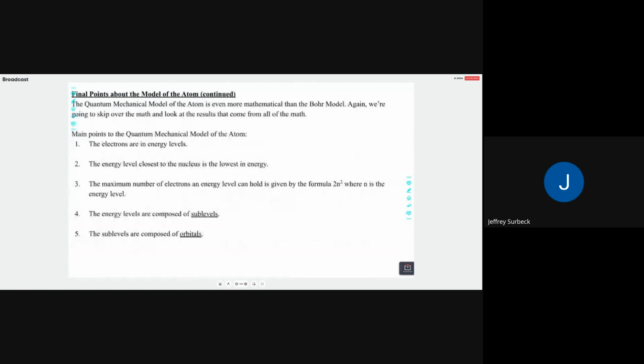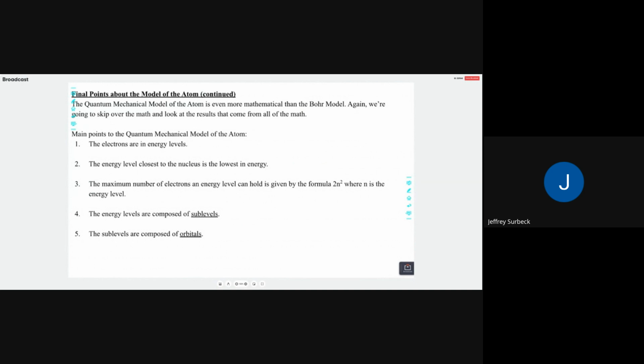Okay, so our final points here that we have is this quantum mechanical model. Electrons still in energy levels. That was shown by Bohr. All right, we keep that. Energy level closest to the nucleus, lowest in energy. Still done by Bohr. We just talked about that for these sets of notes. Maximum number of electrons in that energy level still given by 2n squared. Okay, still talked about by Bohr.